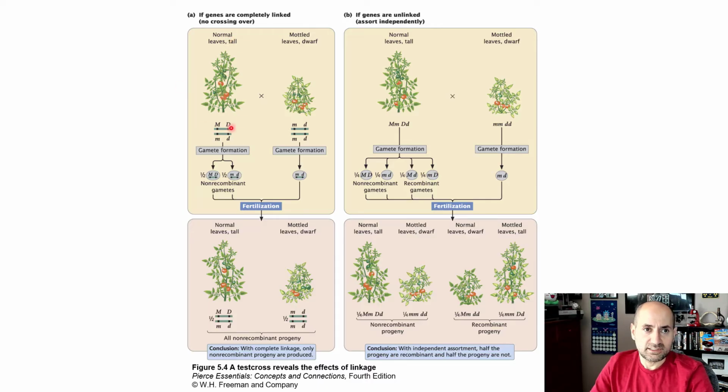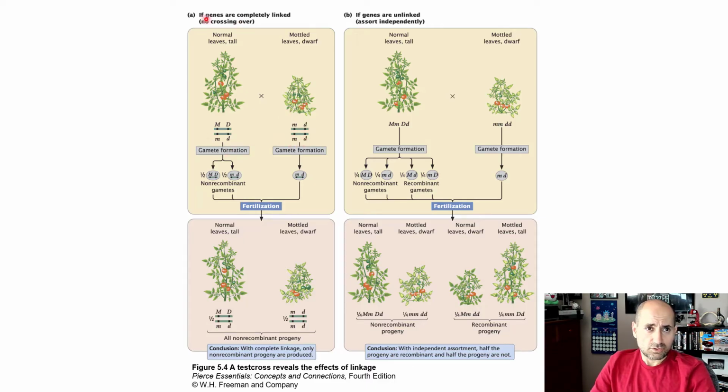So this parent here is a heterozygote. Why? Because it's got big M, big D, little m, little d. Big M and big D are on one chromosome. Little m and little d are on the other chromosome. And you're crossing that plant with a mottled leaf dwarf. In this case, this is a true breeder mutant, which is little m, little d.